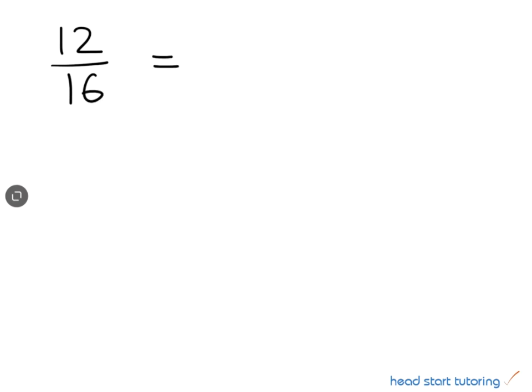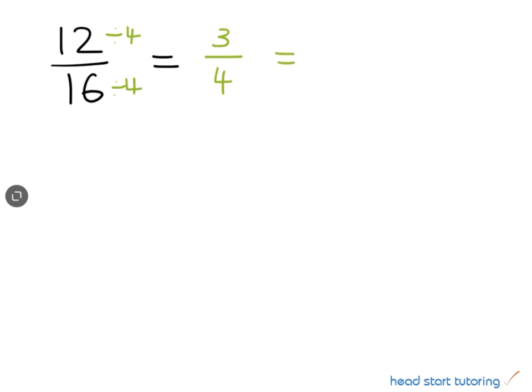12/16 into a decimal. What I would like us to first do is make sure that the fraction is always simplified before converting it into a decimal. So 12/16, we can divide both these numbers by 4 because 4 is a common factor. So 12 divided by 4 is 3 and 16 divided by 4 is 4.